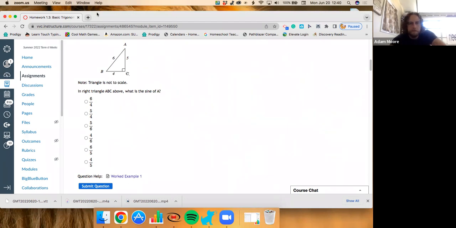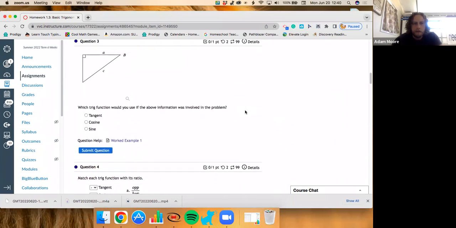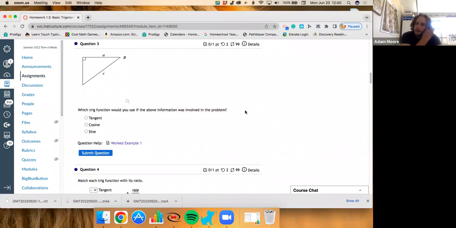Moving on. On number 3, they're asking which trig function, or which trig ratio, you could say, would you use if the above information was involved in the problem? And so we'll dig this. They're saying which trig function, you have to pick which one, sine, cosine, or tangent here.